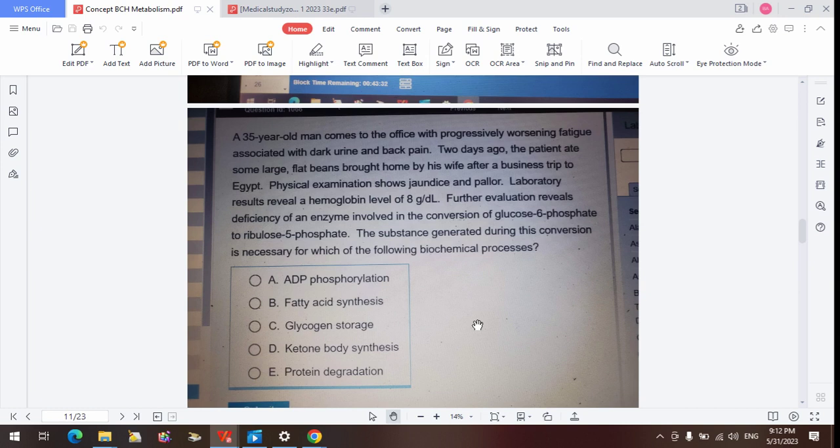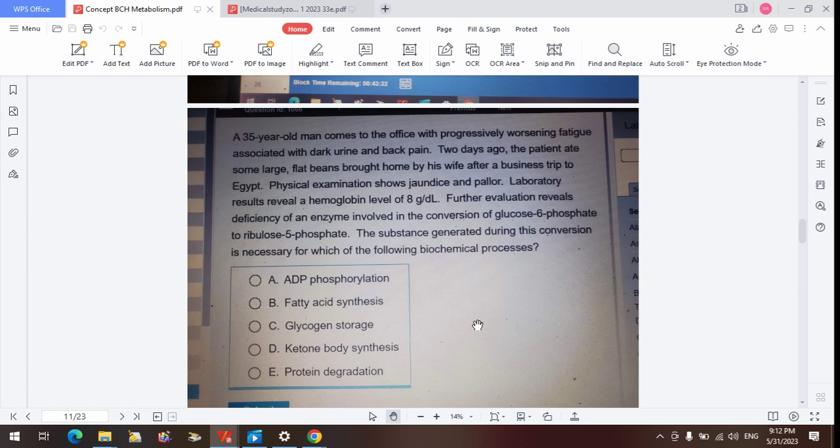Dr. Nwako, so what are we going to generate from this conversion? Is Dr. Nwako there? Okay, Dr. Nwako is not there. Dr. David, conversion of glucose 6-phosphate to ribulose 5-phosphate. What are we generating? Anybody, please, anybody.